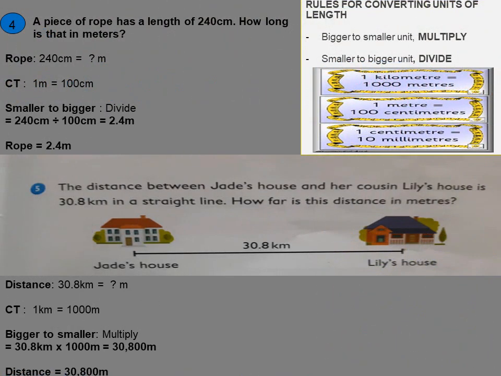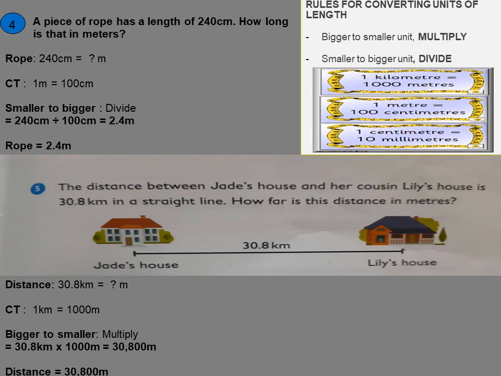A piece of rope has a length of 240 centimeters. How long is that in meters? Now you notice I have put the conversion table and the rules for conversion somewhere handy so you can look at them while we learn. When you do the work or when you're doing your homework, you have to memorize this. Okay? You have to memorize the conversion table and the rules for converting units of length. So let's see the rope. The rope is 240 centimeters. It says, how long is the rope in meters?